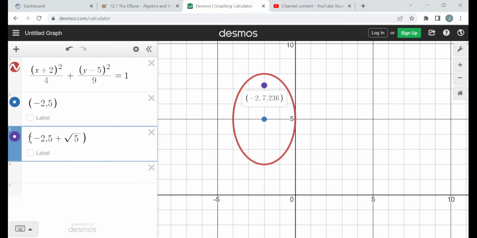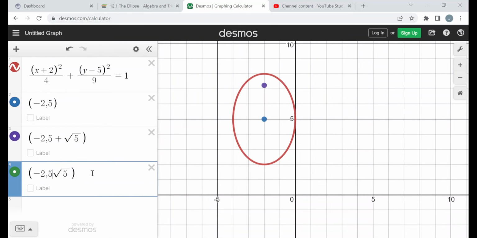And then the other focus, I'll just copy and paste this and change the plus to a minus. There's the other focus. And again, you take any point on the red ellipse, take the distance to the purple point plus the distance to the green point. These two foci, add them up. It'll always be the length of the major axis. It'll always be 6 for this example. All right, so it looks good. Looks like we did all right.